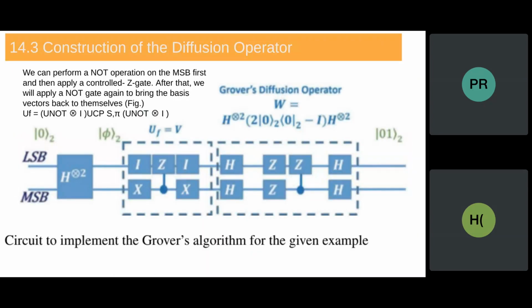In this case we are using U naught. So if your U naught is, UF is existing, UF is unity, right? There is nothing in that. We perform a NOT operation on the MS bit first. So you have an LS bit and an MS bit, because we have only 2 qubits.